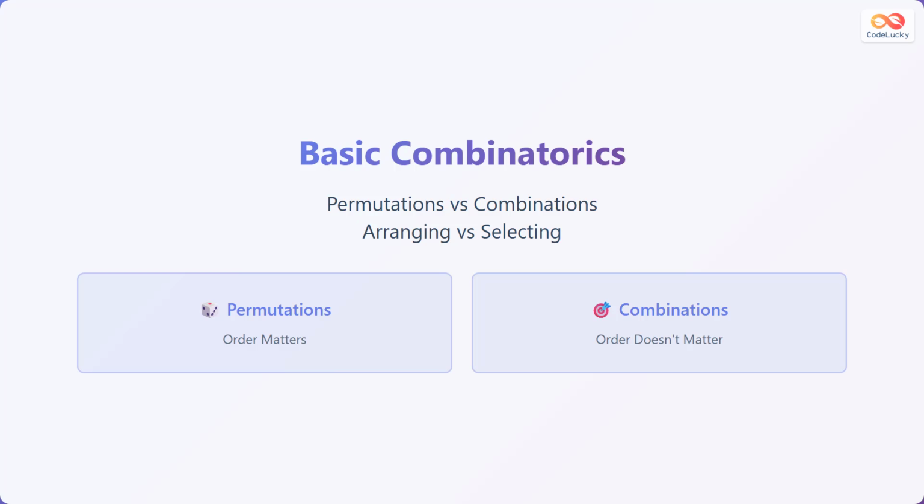Hello everyone. Today we are going to dive into the basics of combinatorics. Our main focus will be on understanding the difference between permutations and combinations. Think of it as arranging versus selecting. For permutations, the order of items matters, whereas for combinations, the order doesn't matter.